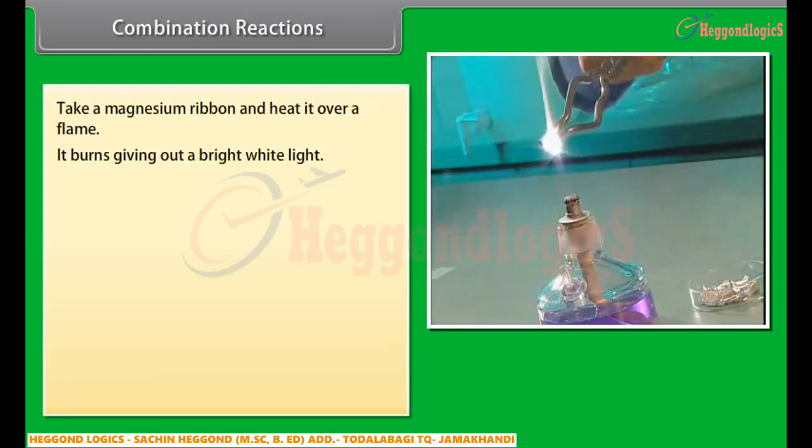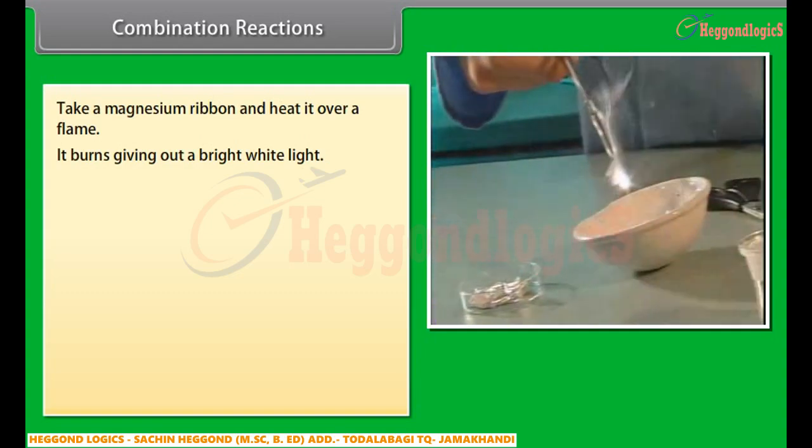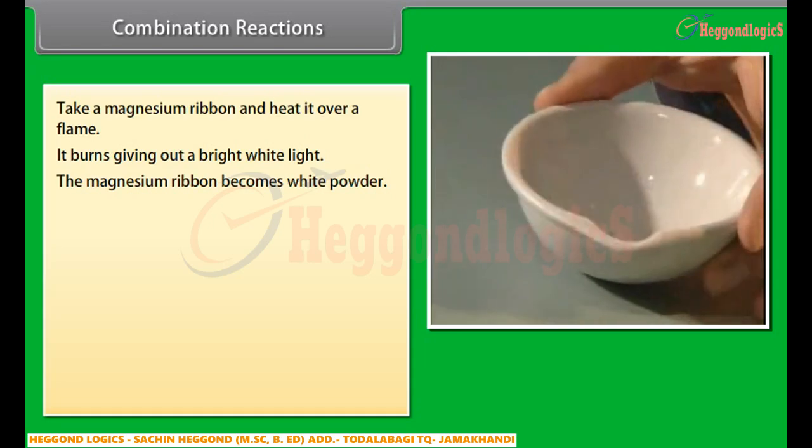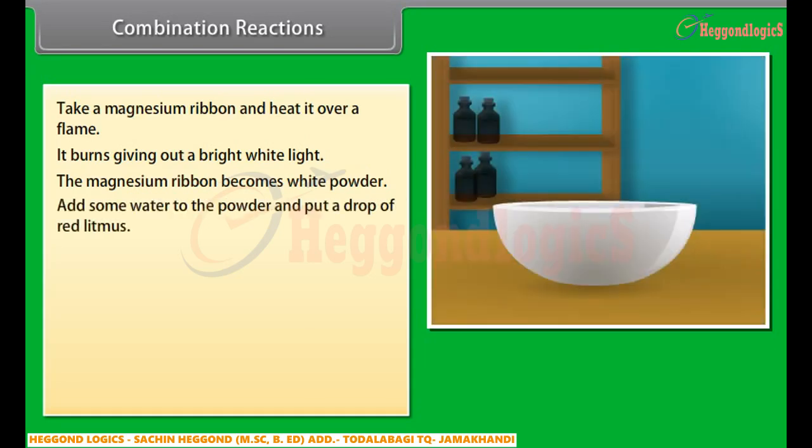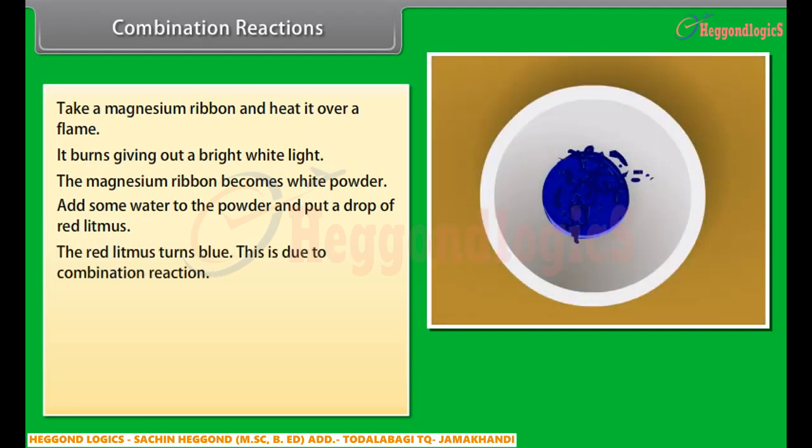It burns, giving out a bright white light. The magnesium ribbon becomes white powder. Now add some water to the powder and put a drop of red litmus. The red litmus turns blue. This is due to a combination reaction.